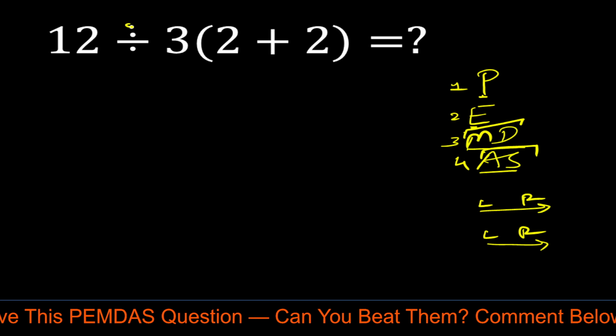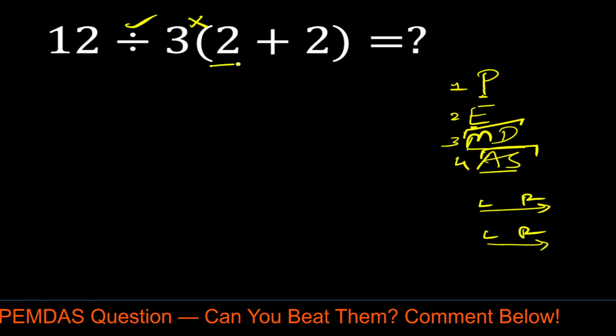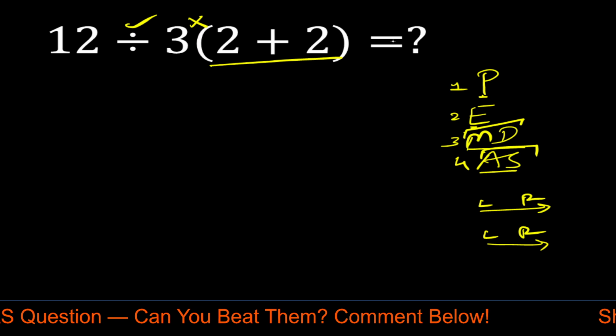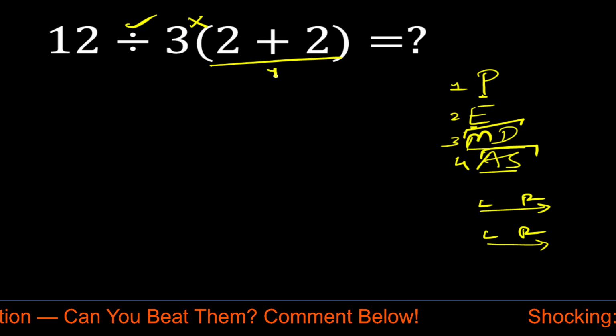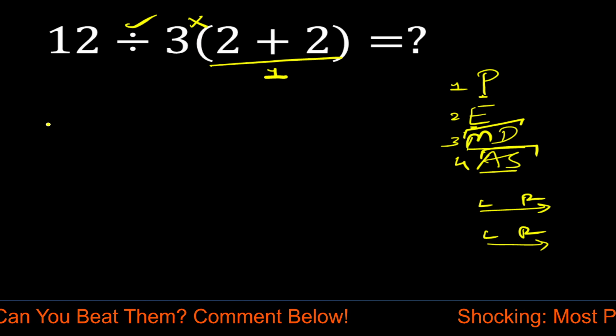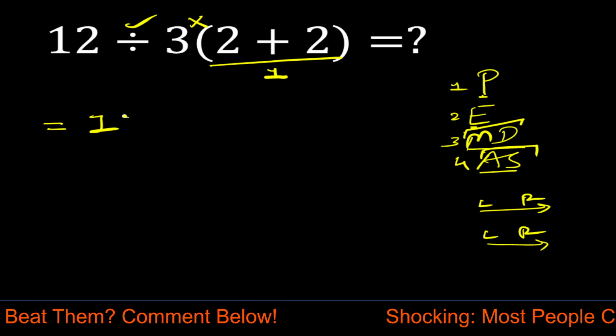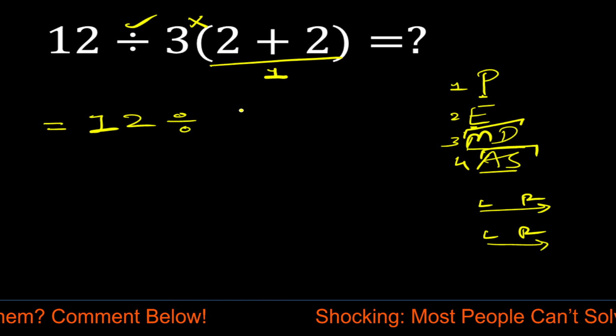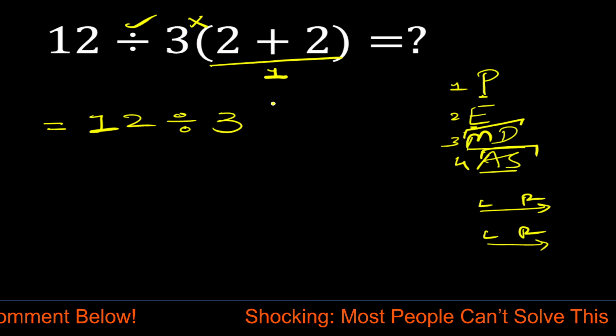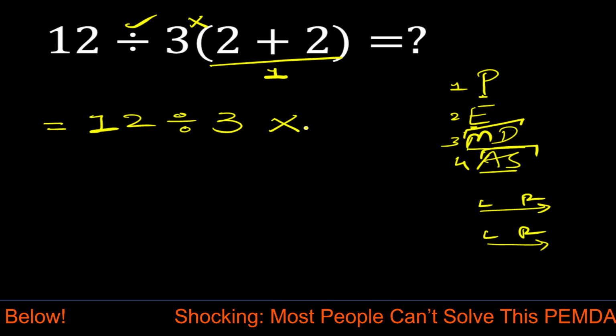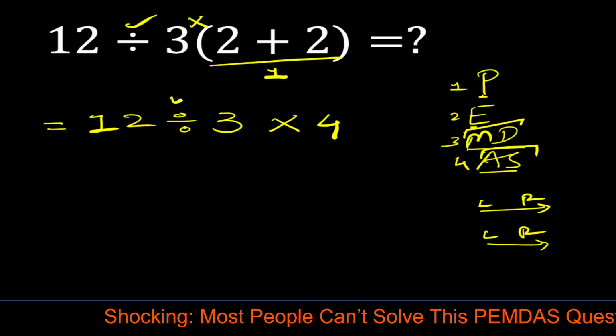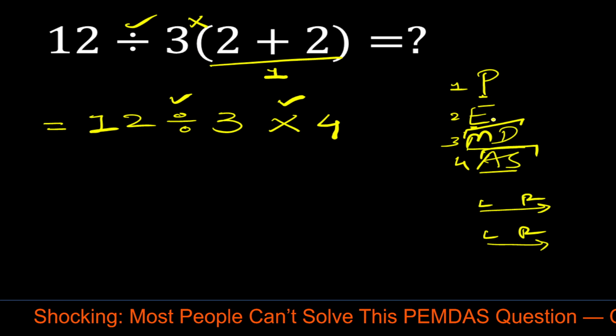So in this question here we have division, here multiplication, and here we have one parenthesis, right? So according to the PEMDAS rule, first we have to solve this parenthesis. So now 12 divided by 3. Now solve this parenthesis. 2 plus 2 is equal to 4. So times 4, right?